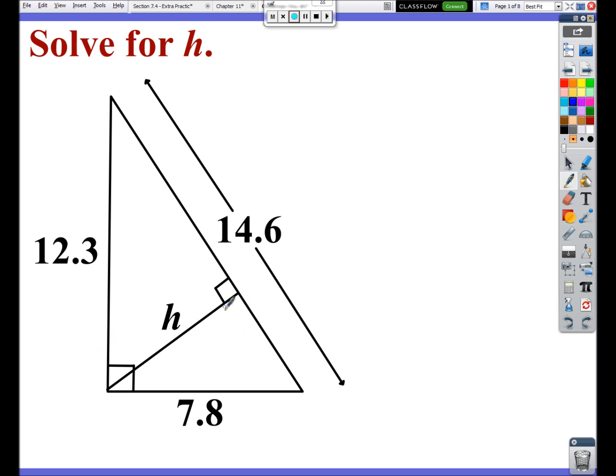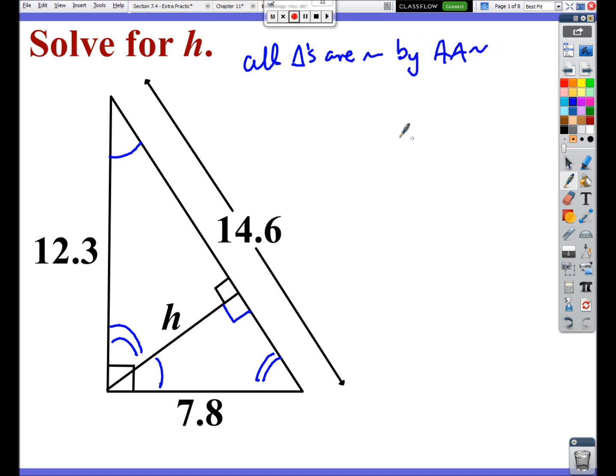And so this is where we can draw in our extra angles. So we got another 90-degree angle here. I'm going to put 1 arc mark up here, 2 down here, 1 here, and 2 there. So in the end, all of our triangles, since it's not specifically stated here, but all triangles are similar by angle-angle similarity. So that's why we're going to be allowed to set up and solve a proportion.